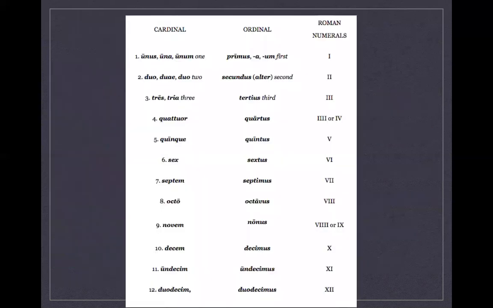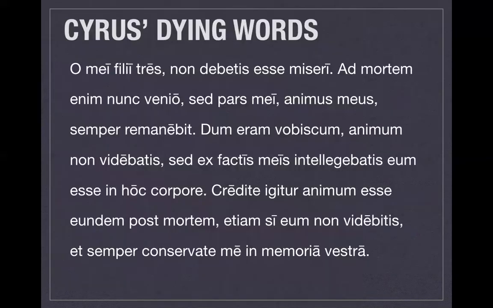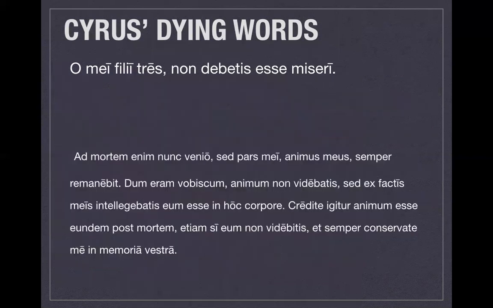All right. Let's look at, okay, this is my party of 6. I actually chose to not go with an abra. Pretty crazy. Cyrus's dying words. Let's do this real quick.